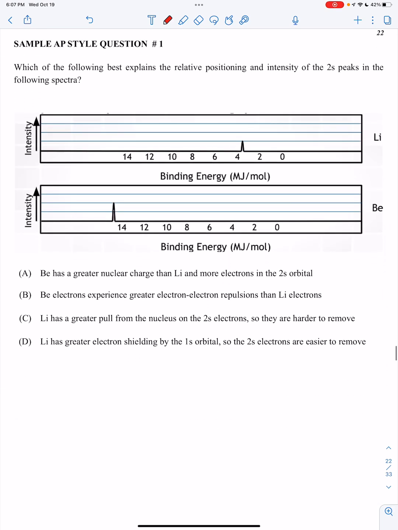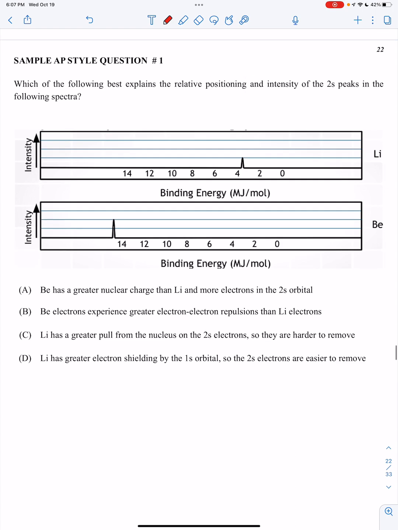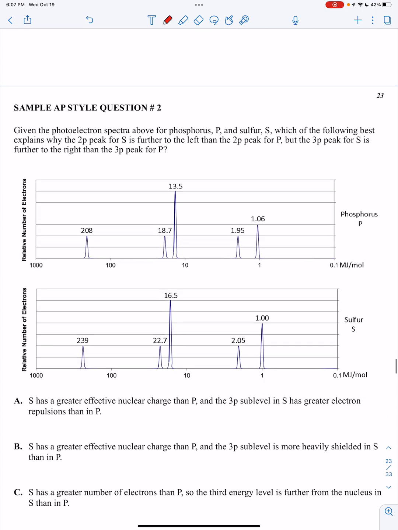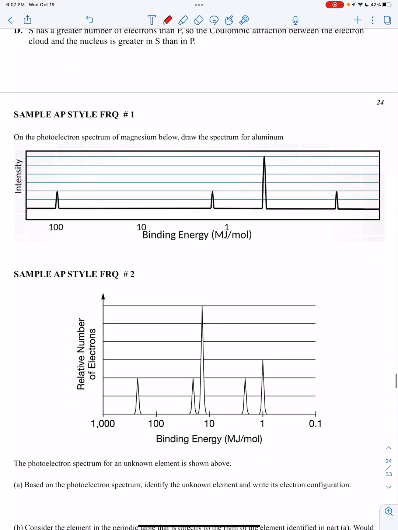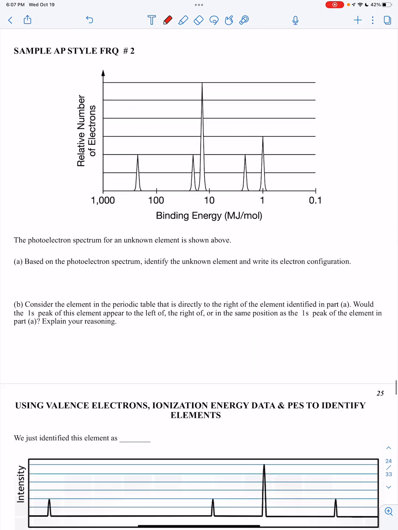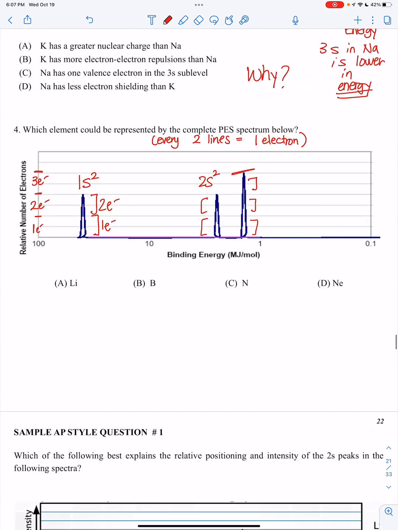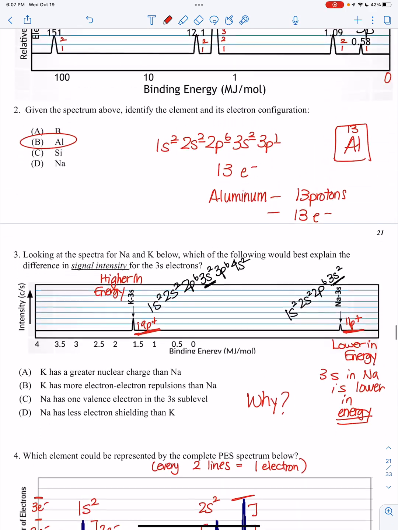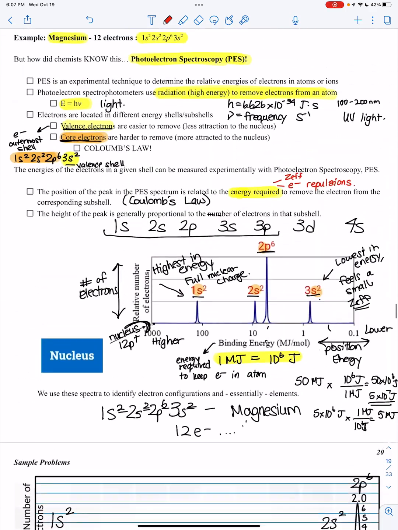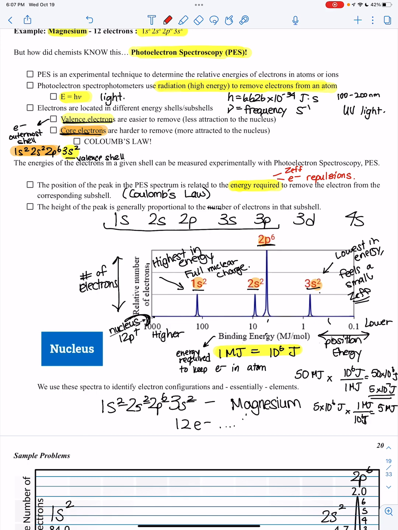And then finally, to end, I want you to do sample AP style free response questions 1 and 2 on your own. So that's going to end this lecture on photoelectron spectroscopy. Again, you're going to be doing the rest of the sample problems, and just to remind you, the way that we read the peaks is 1s, 2s, 2p, 3s, 3p, lower in energy to the right, higher in energy to the left. The height of the peaks is the number of electrons. So that is photoelectron spectroscopy.